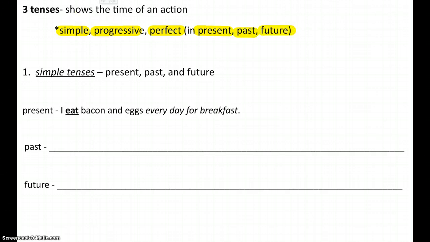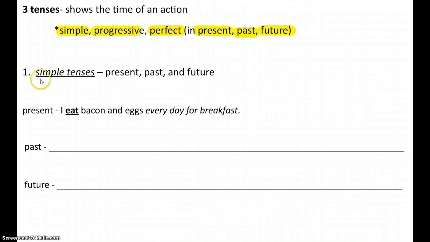And so what we use verbs in sentences for is to show the time of an action or the time of the state of being. And so the verb is important, but also the context, which is why we always look at prepositional phrases and those other things. So in the first example sentence that we did, we have I eat bacon and eggs every day for breakfast. The main verb is eat, and the context helps us understand the present tense form of this.